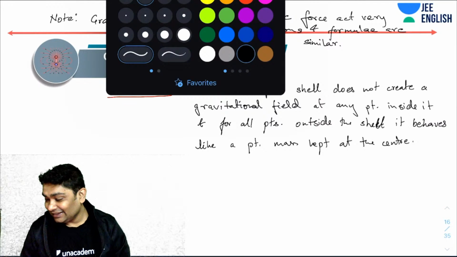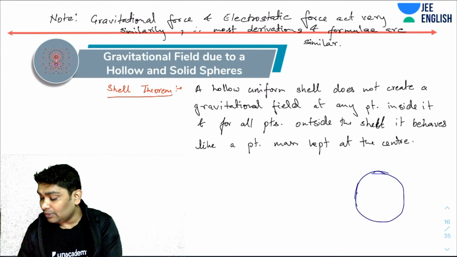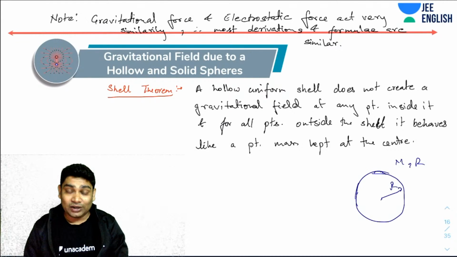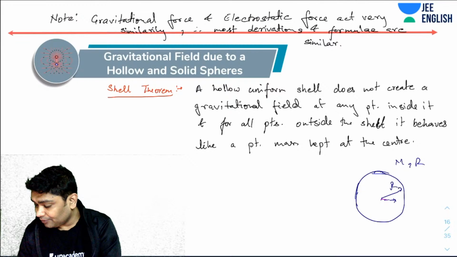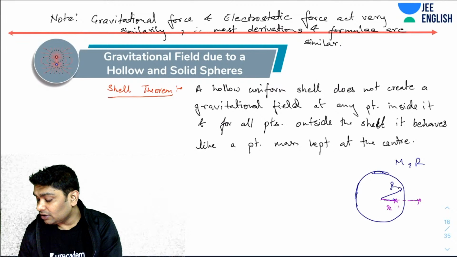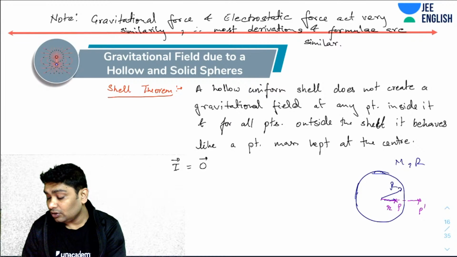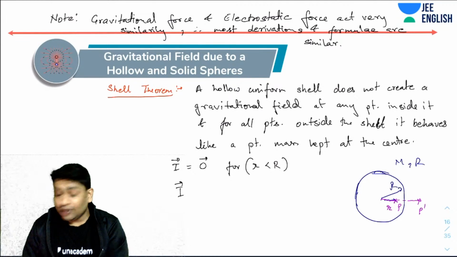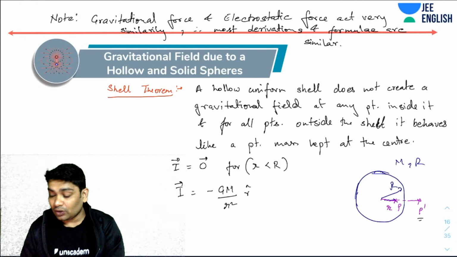Okay. All right. So what that tells me is if I have a hollow sphere, let's say it has a mass capital M and radius capital R. Let's imagine this is a hollow shell, which basically has all the mass at the surface only. Any point lying inside, let's call this P, and any point lying outside, let's call P dash. What this theorem tells me is that the gravitational field intensity is zero for small r less than capital R. And for any point outside, it behaves like a point mass kept at the center of the shell. So for P dash, the gravitational field intensity would be minus GM over small r squared r cap.